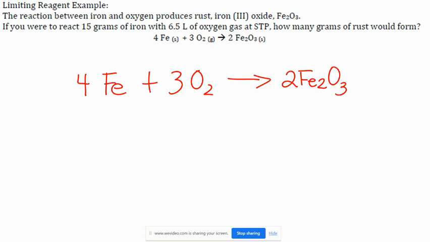We are reacting 15 grams of iron with 6.5 liters of oxygen at STP. How many grams of rust would form?